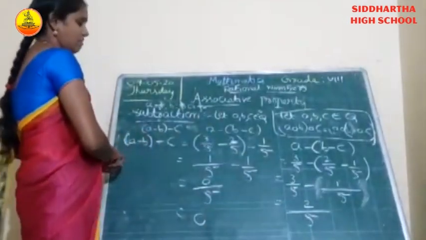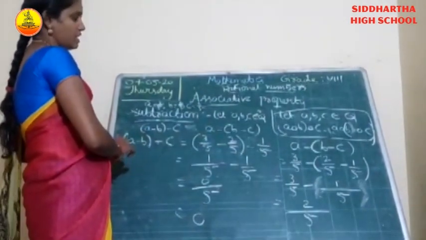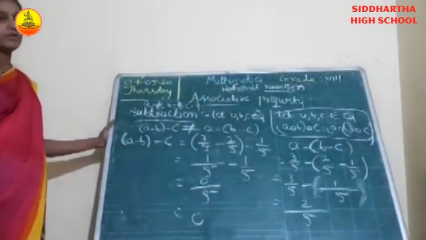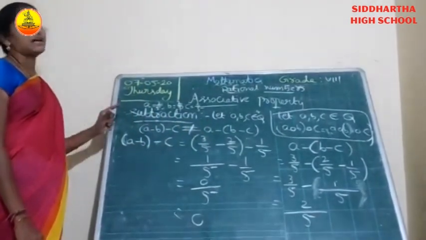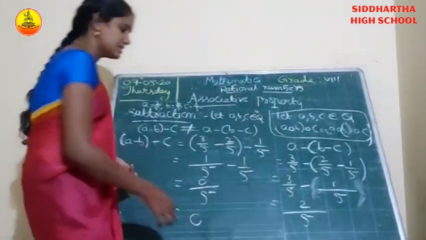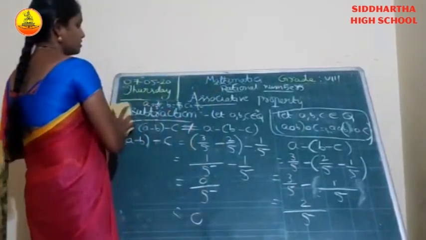Both are equal or not equal? No. Both are not equal. So both are not equal. Therefore, the associative property does not hold under subtraction. You take any three rational numbers and check. It does not hold good.